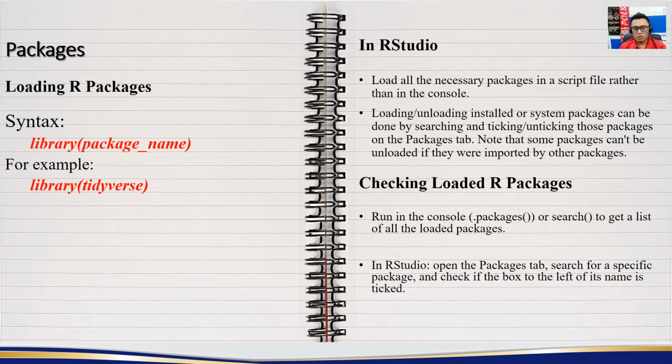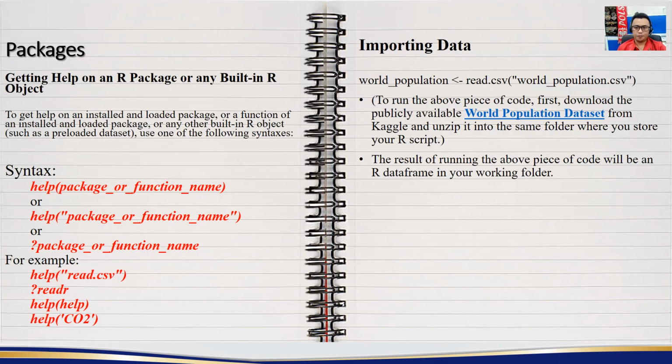Just run the console, then do the command dot packages, open and close parentheses, or just click search, open and close parentheses, to get the list of all loaded packages in your file or in your script. So in RStudio, open the packages tab, search for a specific package, and check if the box to the left of its name is actually ticked. That's one way also of checking which R packages are actually loaded or in use in your script.